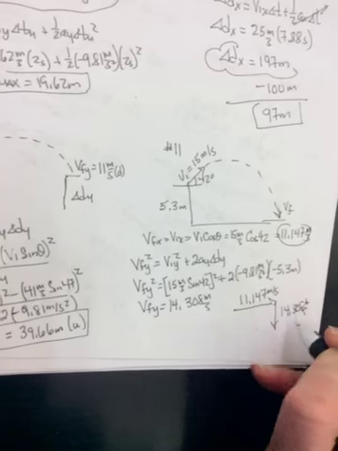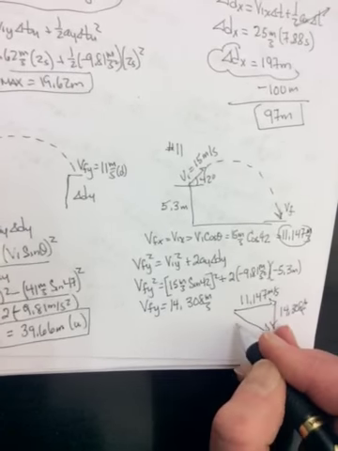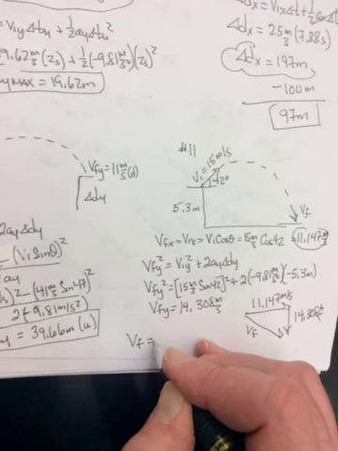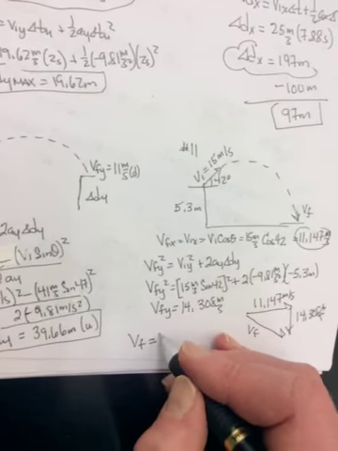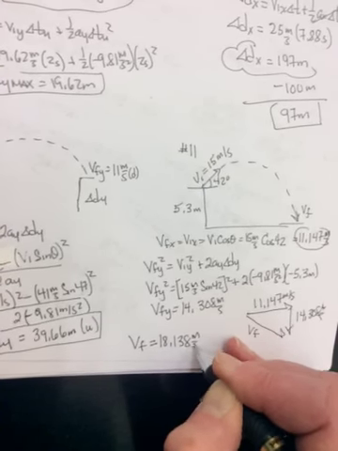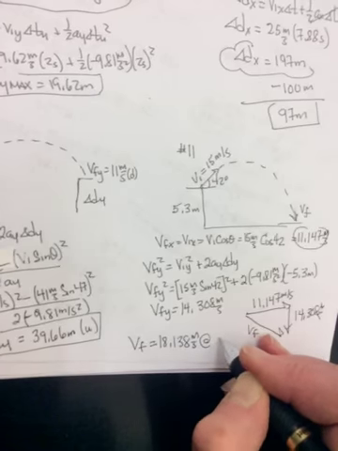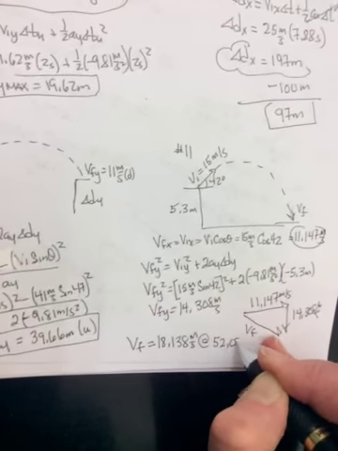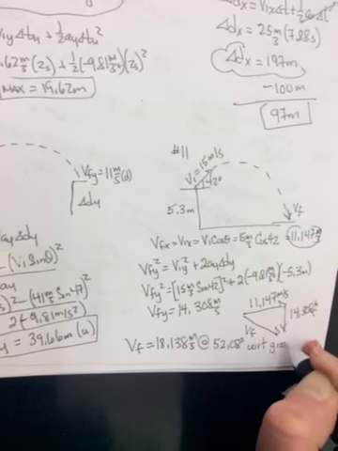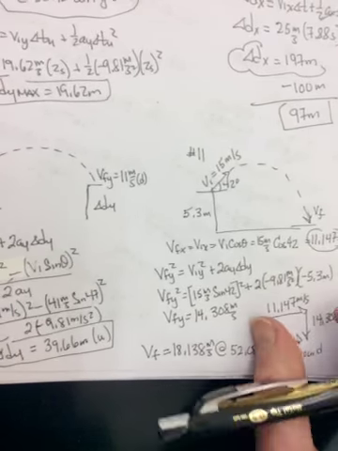In the y direction, going down of course, 14.308 meters per second. And so here will be your VF. Square them, add them together, take the square root, and get 18.138 meters per second, and the angle is 52.08 degrees with respect to the ground. Okay, so that finishes that one.